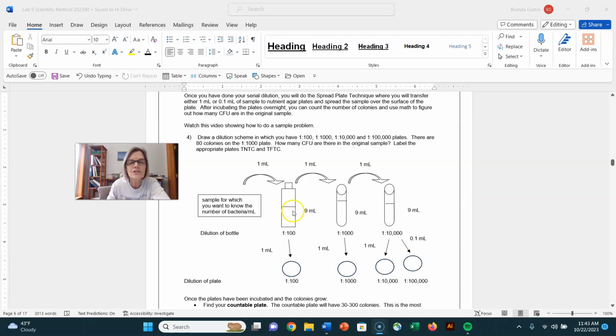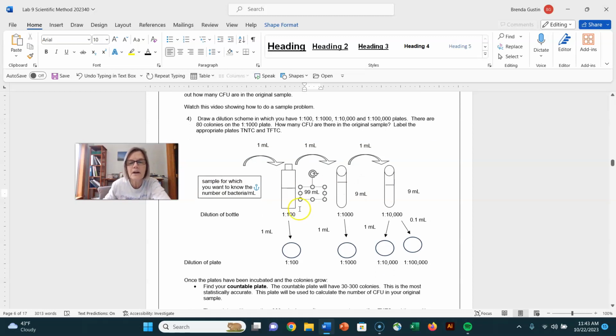You can draw the little pictures of the bottles, the 99 ml bottle, and then the 9 mls of water. So here we are. What you did is you took your sample and you can put it right into a bottle and get a 1 to 100 dilution. Now, there's lots of times more than one way to do this. We could have put it into a 9 ml tube and had a 1 to 10 dilution, and another 9 ml tube and had a 1 to 100 dilution. Or we could do it like this. We just got a 1 to 100 this way. Okay, so I made a 1 to 100 dilution.